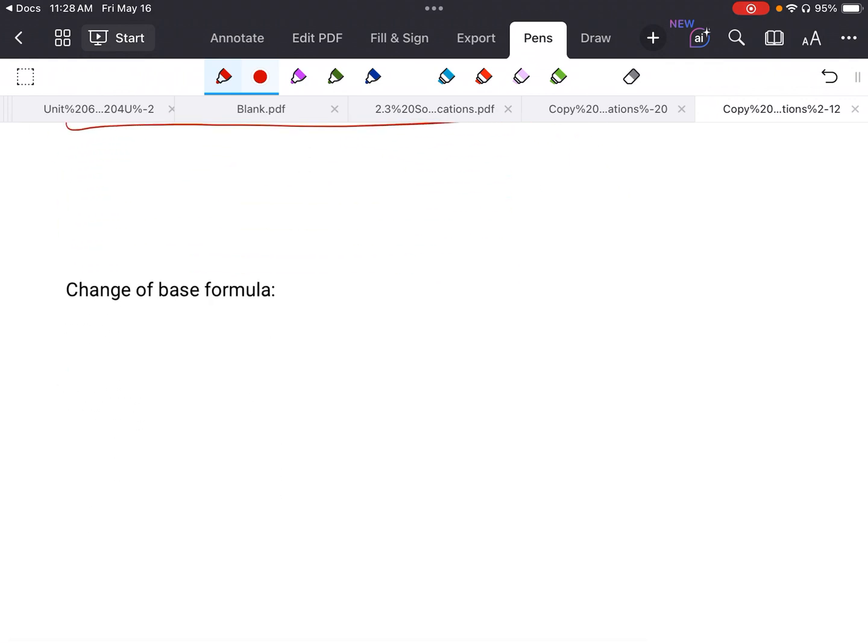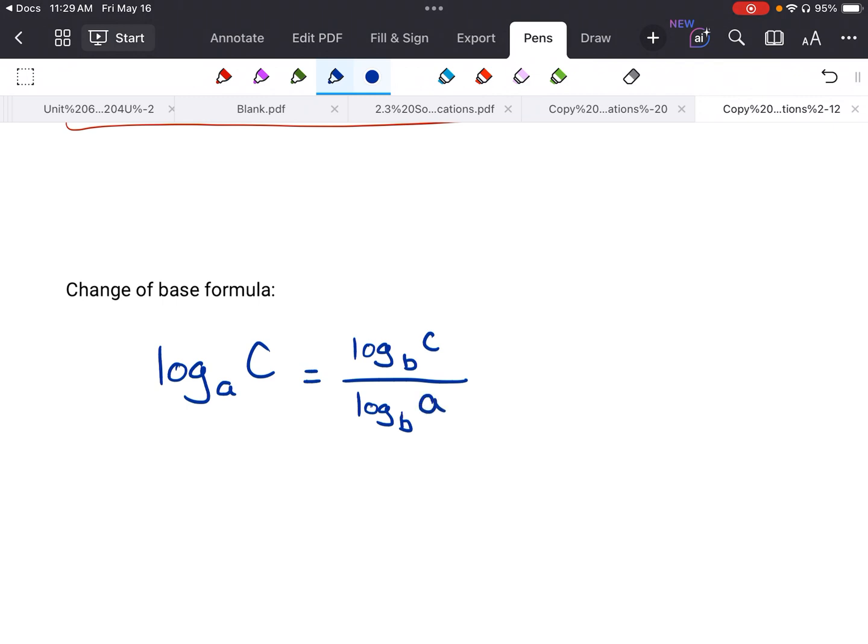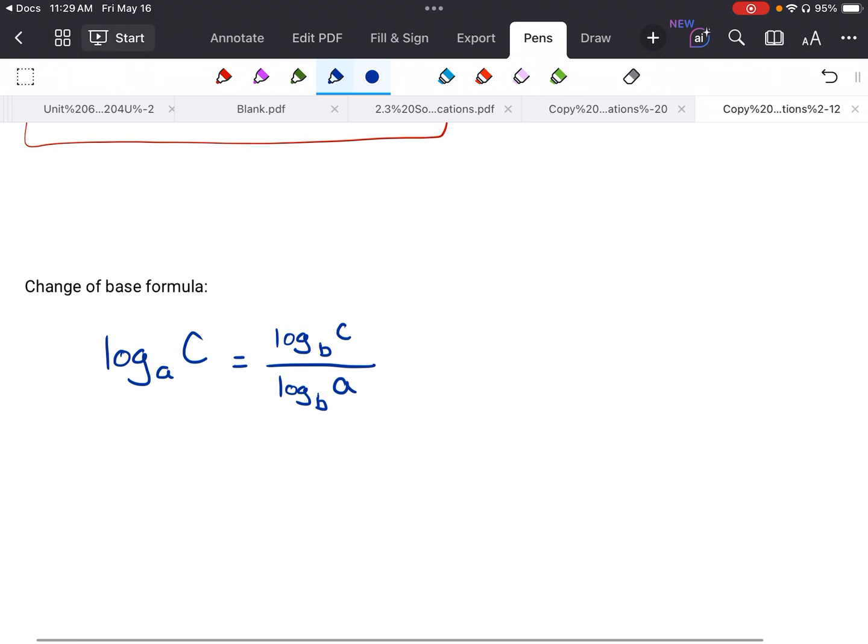Okay, a change of base formula. Let's work with log base a of c. We're going to change the base to b. So it's log base b of c divided by log base b of a. So this is a change of base formula.